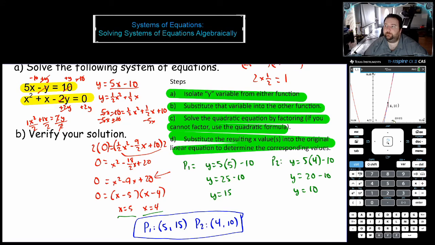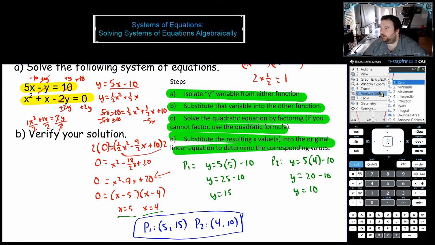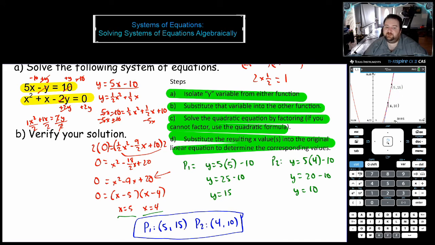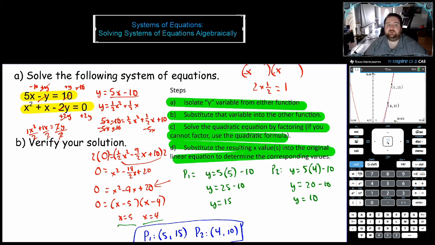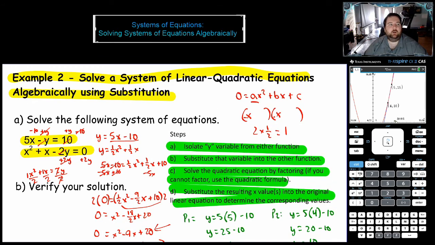That was our P2. Let's see if we can find the other point of intersection, which looks like it's somewhere there. Analyze graph intersection. Go before it and after it. There we go. There's the second point of intersection at 5 and 15. And that was our P1. So there we go. We verified graphically that our solutions do indeed work.